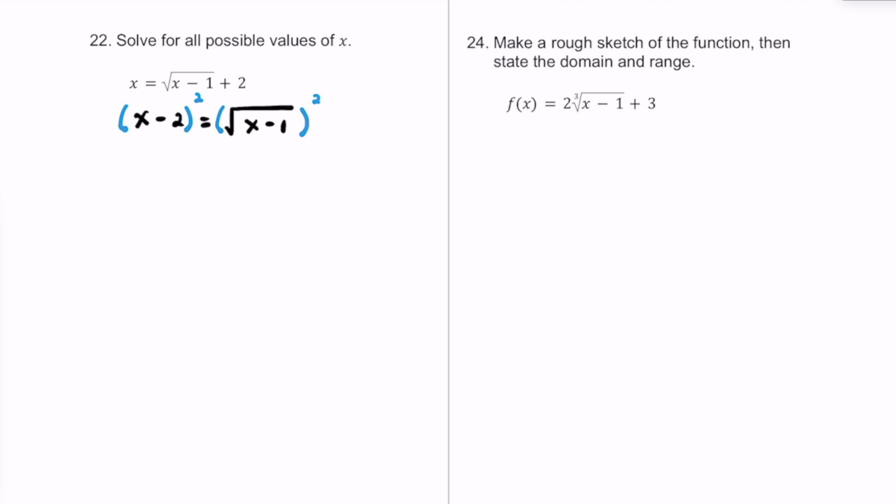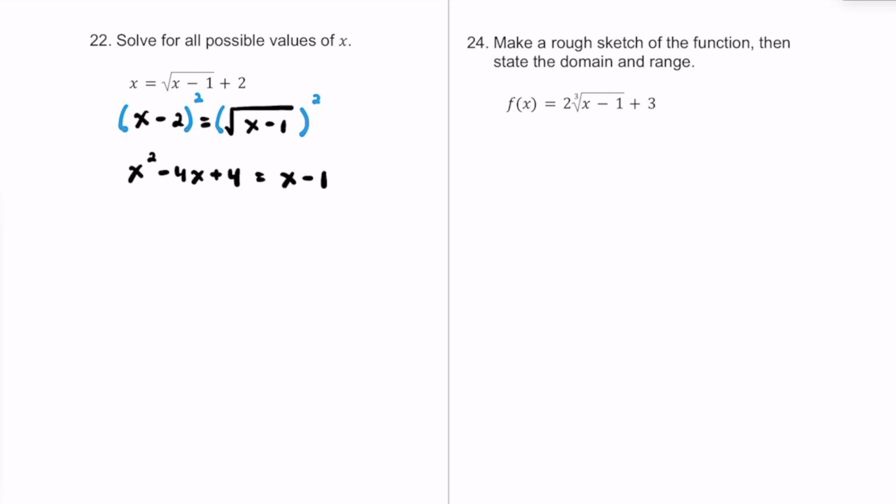On the left side, I'm not going to write out the binomials. I'm just going to square this and multiply it out and FOIL it. So feel free to pause if you need to do so. If we go ahead and FOIL it out, it's going to be x squared, minus 4x, and then plus 4. Okay. On the right side, the square root and square cancel out, so we just have x minus 1.